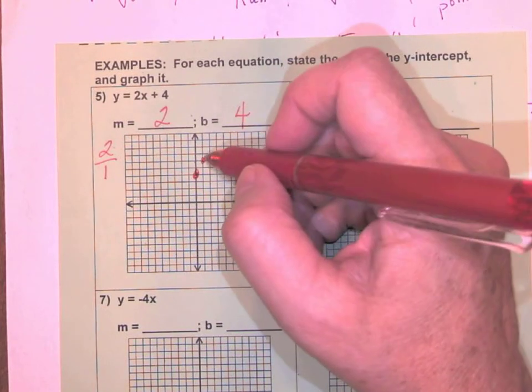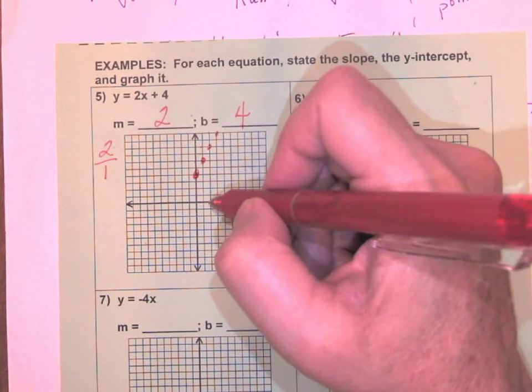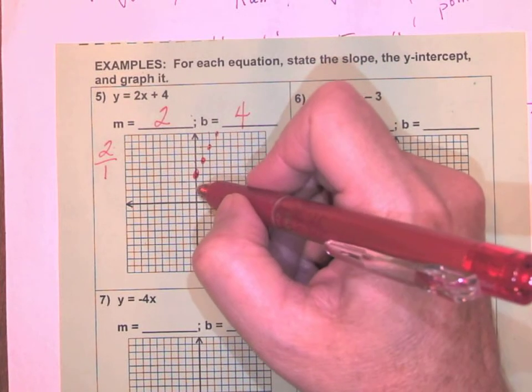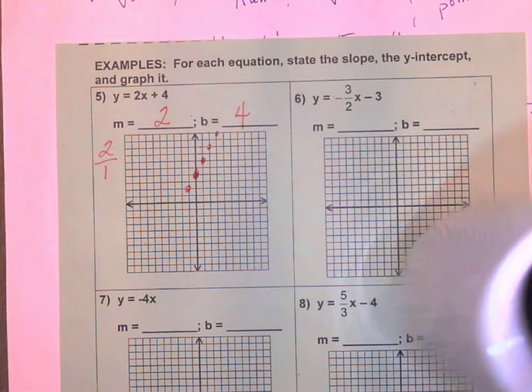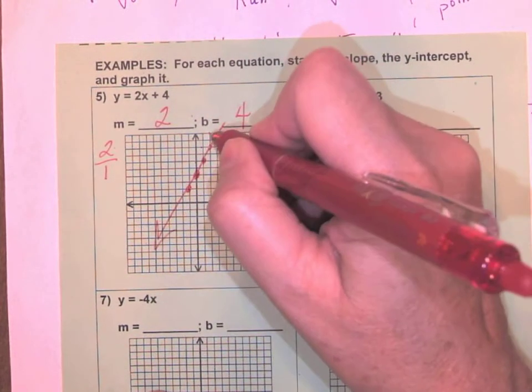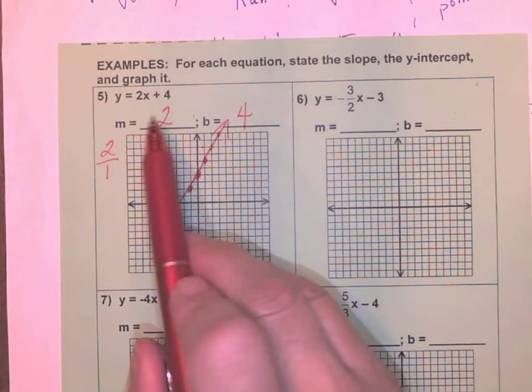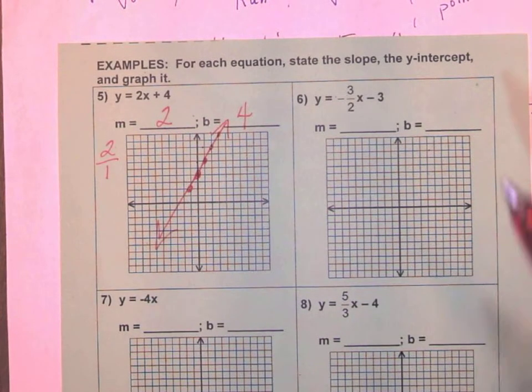If you want to get a better, more accurate graph, you can keep going up 2 over 1. Oh, could I go down 2 and left 1 to go this direction? Yes, I could. Now let's connect our dots, add our arrows, and we have graphed a line. So this equation represents every point on this line.